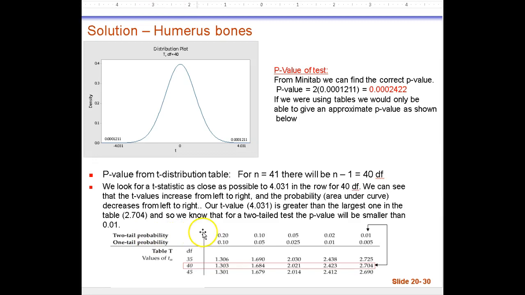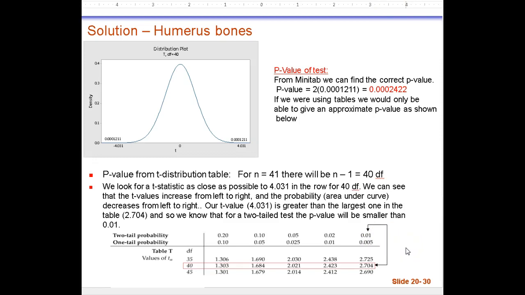Our table gives us area under both tails or area under just one tail. We're interested in both tail areas. And notice that the tail areas get smaller as I come this way. My t-value is 4.031, which is going to be way over here. Whatever area under the curve that value corresponds to is going to be a number less than 0.01. So all I know from tables is that my p-value will be smaller than 0.01.